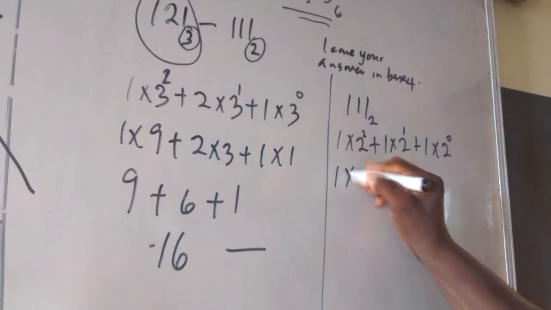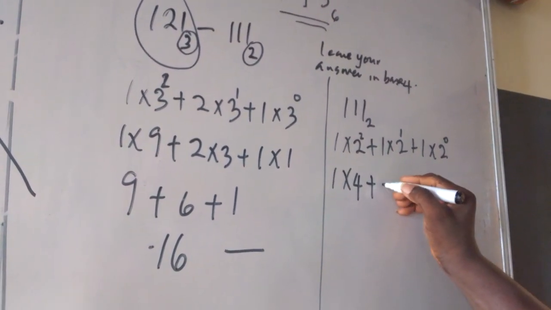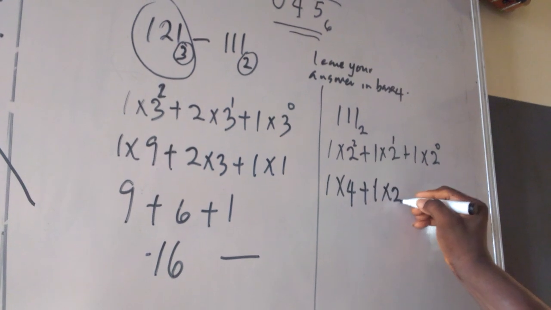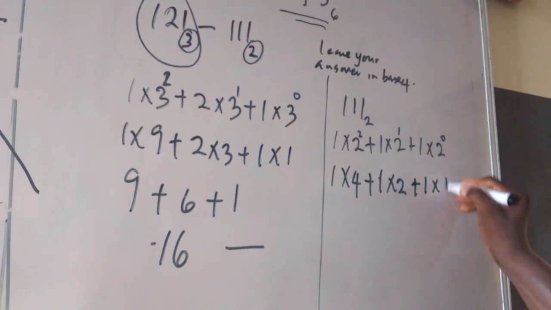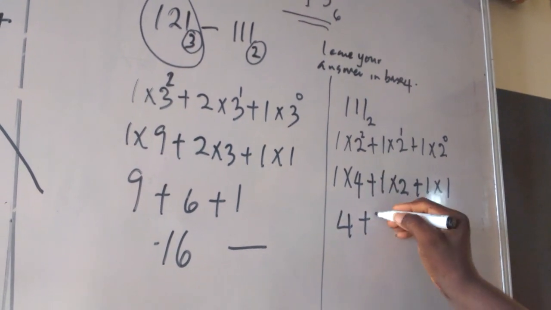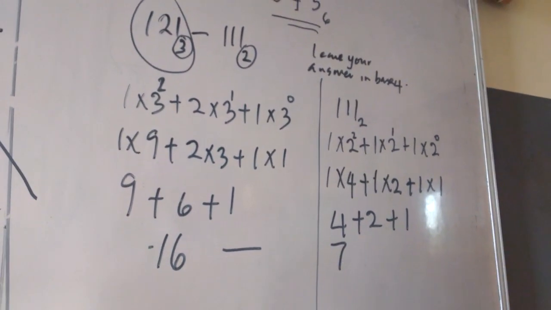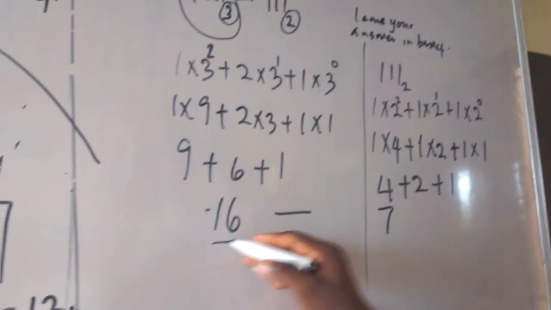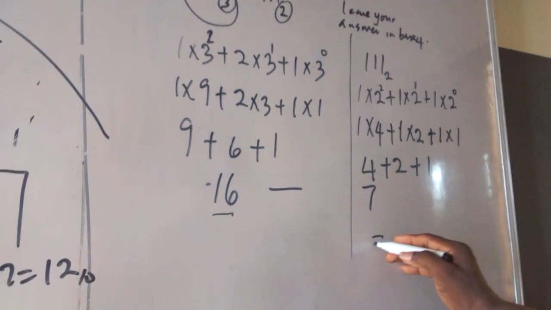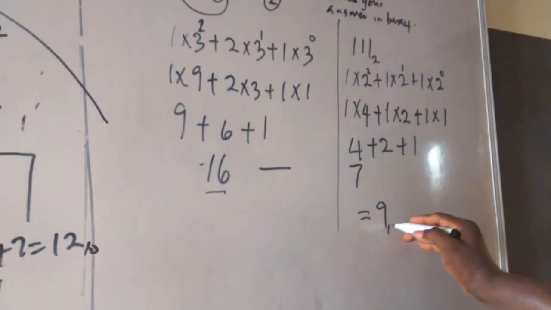I will say 1 times 4 plus 1 times 2 plus 1 times 1. This gives me 4 plus 2 plus 1. Everything here is what? 7. So I now have 16 minus 7. That gives me what? 9. Everything is still in base 10.